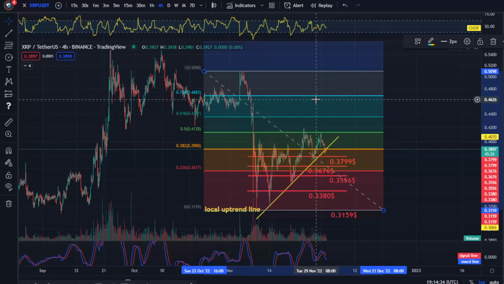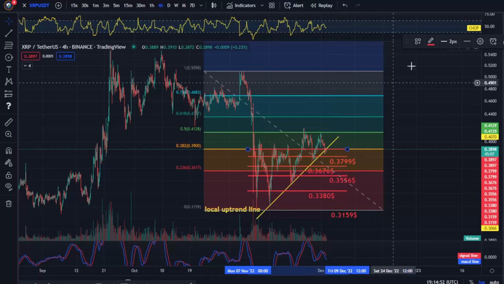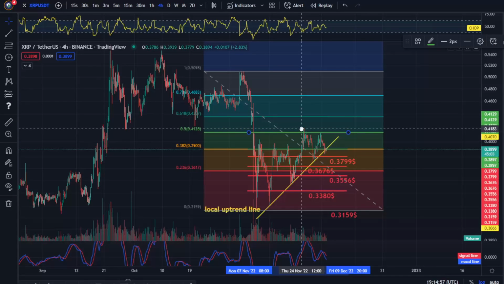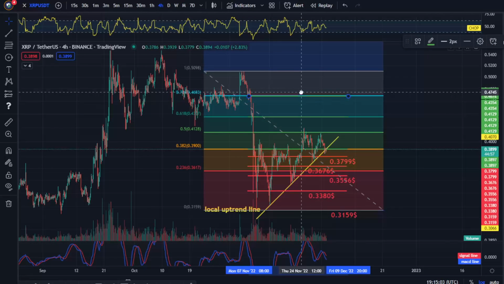Now let's move to the resistance line. As you can see, the first resistance is $0.3897. If you manage to break it, the next resistance will be $0.4129, $0.4354, and $0.4678.